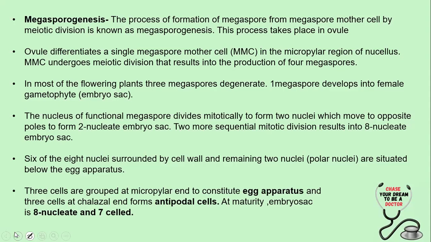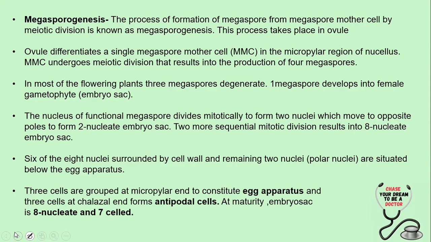So that is what I have told you. 3 cells towards the chalazal end, you will call them the antipodal cells. 3 cells towards the micropylar end together, you will call them the egg apparatus. That is, the egg apparatus will consist of a central large cell called the egg and 2 surrounding cells called the synergids, and along the center of the embryo sac, you will find a double nucleated, half fused structure. Clear? That you will call the secondary nucleus or the primary endosperm nucleus.